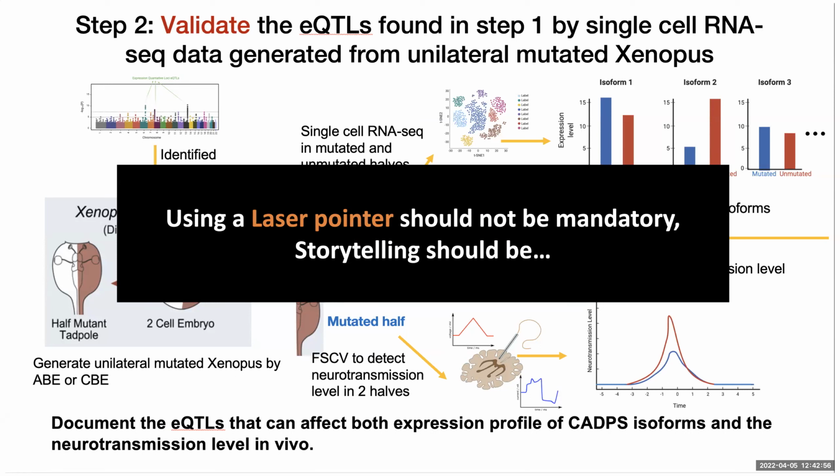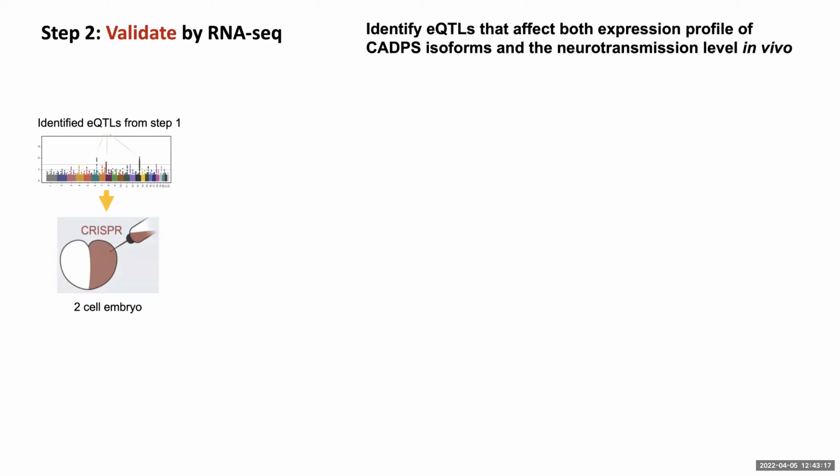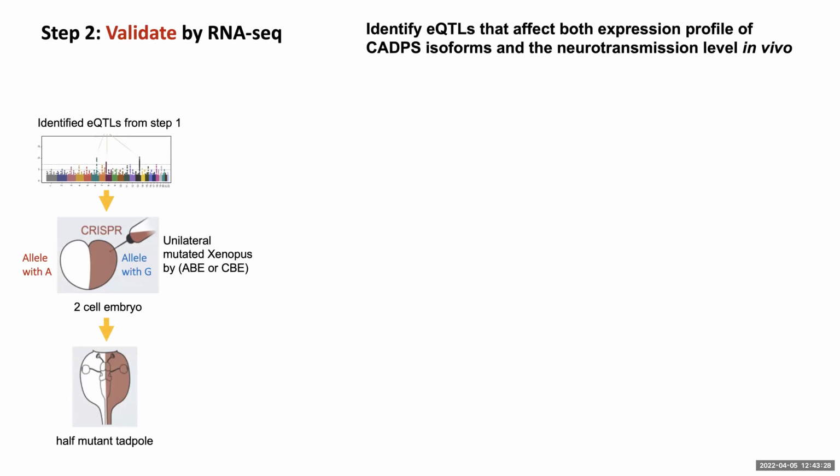And so let's take this very slide and just rearrange it into a story, right? So in step 2 of this process I'm working at, I need to validate my research by RNA-seq. That's going to allow me to figure out the QTLs, right? And by doing this, I'm going to have to take the information I had from step 1, and then I'm going to go to this next step where I'm going to inject them into an embryo, a 2-cell embryo from a Xenopus frog. That's going to allow me to look at things in a different way with allele A and allele G. That's going to give me a half mutant tadpole.